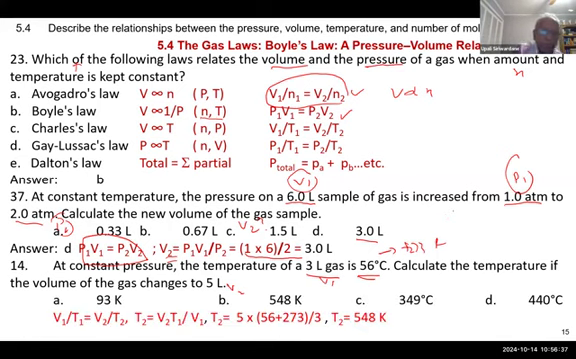Let's do the calculation. You solve for the temperature, that is the question, T2. So we solve for T2. So you get the T2 value, which is B.